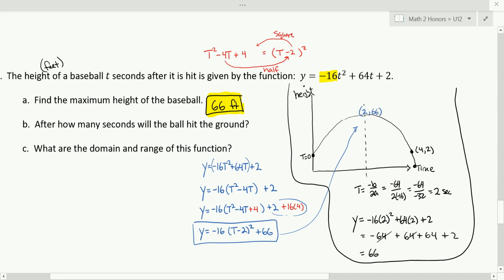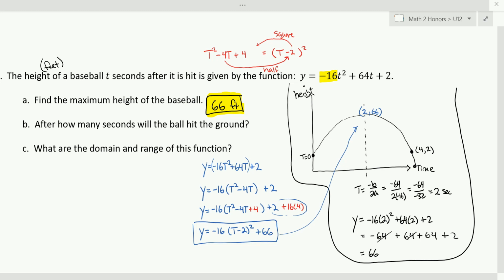But we just wanted to practice this because you will have a problem on your test that says, hey, here's your standard form. Put it in vertex form by completing the square, and your grade will not just be the answer, but it'll be the work leading to it. Okay? All right, so done with A.